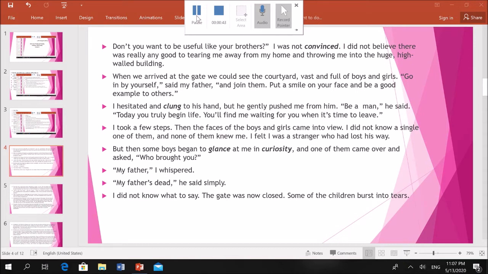When we arrived at the gate, we could see the courtyard, vast and full of boys and girls. So now the boy said when they arrived at the gate, he could see the courtyard, which was full of boys and girls.